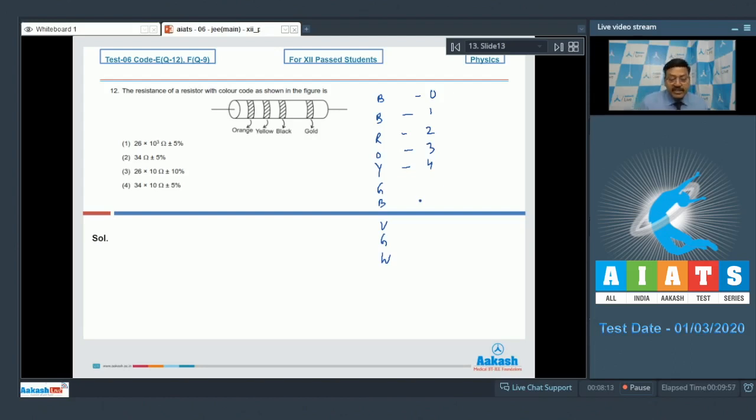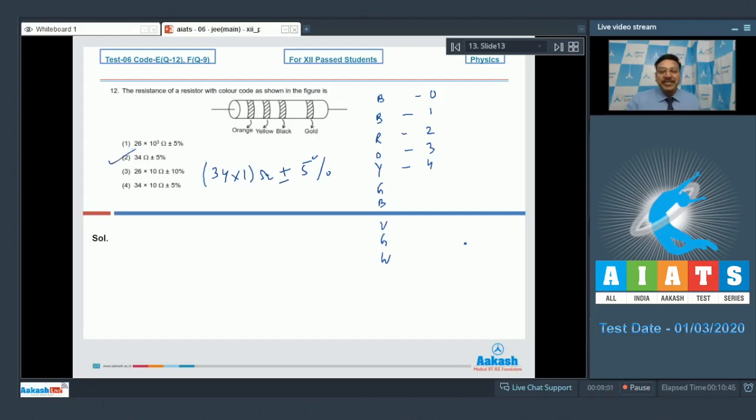Now as far as this resistance is concerned, the first two bands give us the two significant figures, and in our case we have orange for 3 and yellow 4. So that means the first two digits are 34. The first two significant figures are 34, and the multiplier, we see that it is black and 10 to the power 0. The multiplier is 1, so this is 34 into 1. That is in ohm, and of course plus minus, for gold it is 5%. So this is 34 ohm plus minus 5%, and that means option 2 is correct for question 12.